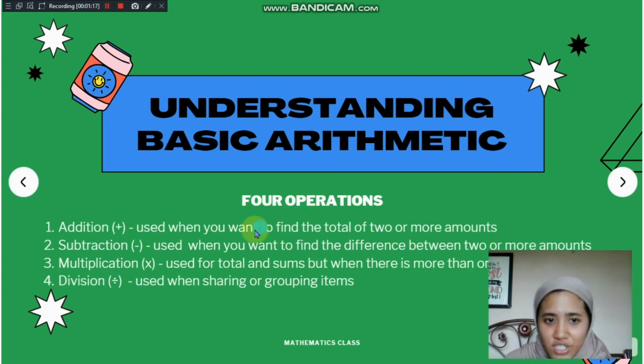So what is addition? Addition is used when you want to find the total sum of two or more amounts. Subtraction is used when you want to find the difference between two or more amounts. Multiplication is used for total and sum, but when there is more than one of the same number. And lastly, division is used when sharing or grouping items. It's like you want to divide things by the total number of people there.